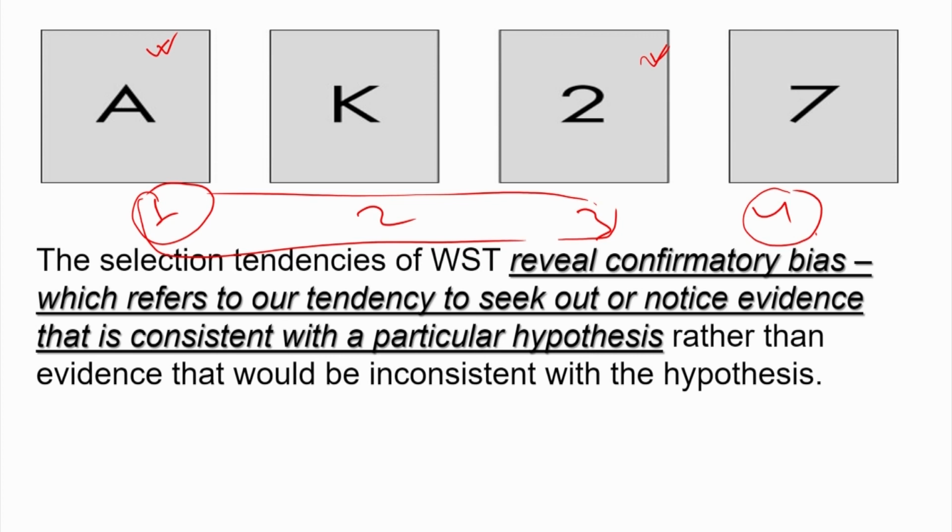So, we always look at two positives, two consistent statements. Since the if-then statement says a vowel and an even number, we go ahead and check the vowel and the even number. But what we should be doing is checking a vowel and checking an odd number, affirming the antecedent and denying the consequent.